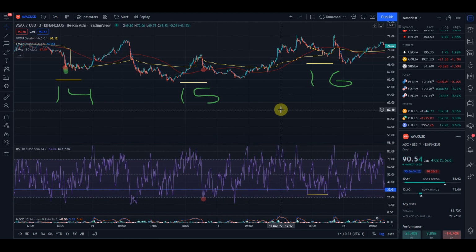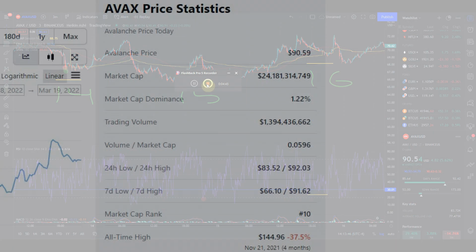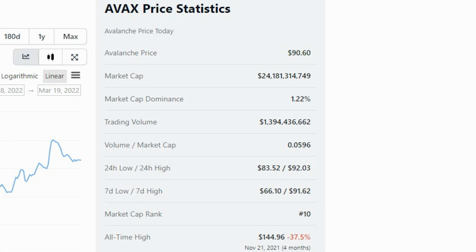Now, obviously, you don't have to trade Avalanche for this to work, but you're going to need crypto that's pretty volatile. And I think right now, Avalanche has a really good amount of volatility and volume. I think the volume is in the billions, so you don't even have to worry about it pretty much.